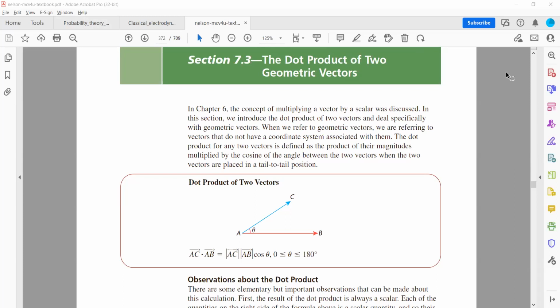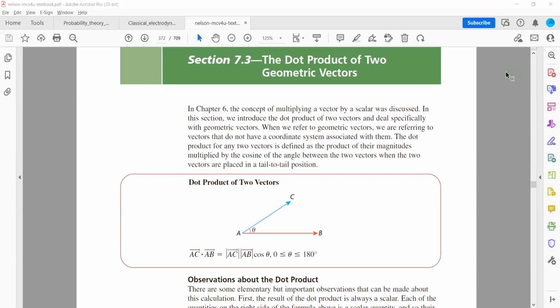In the previous chapter we discussed the concept of multiplying a vector by a scalar. But what would happen if we multiply two vectors by each other? The definition of the dot product of two vectors will help us with that.